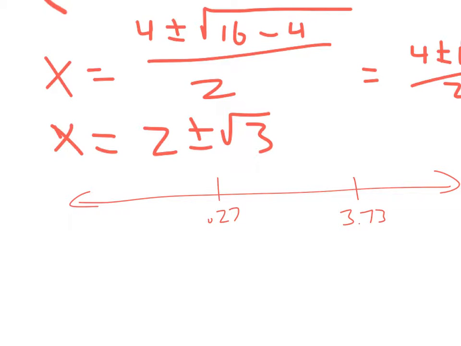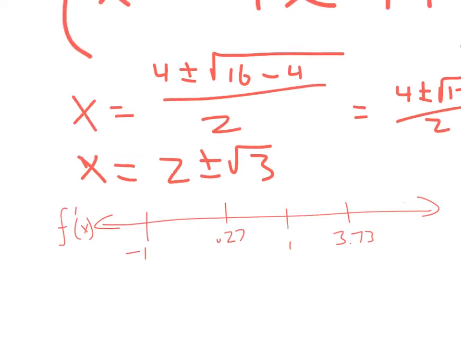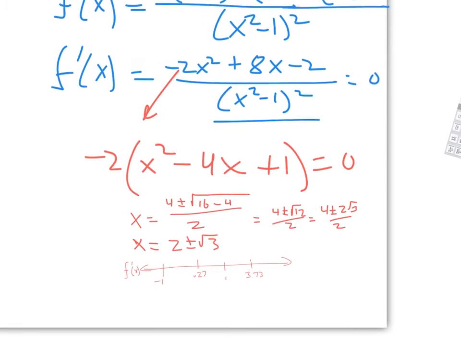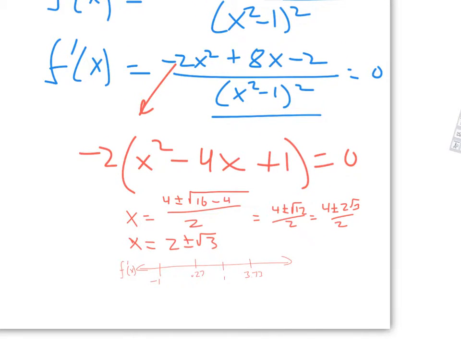So we got that on our number line, and we also have our other critical values of -1 and 1. And we're going to test that out now. This is f prime of x, that is. And so we're going to test that out with our derivative to find our increasing and decreasing. So we're going to plug these in here. If we plug in some of these values, we're going to get something like this.